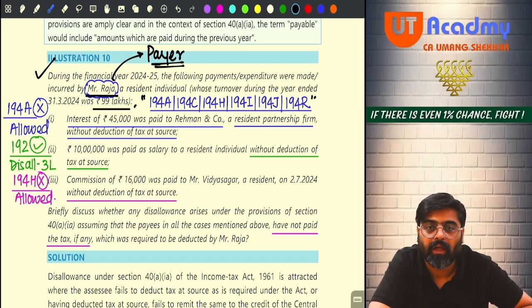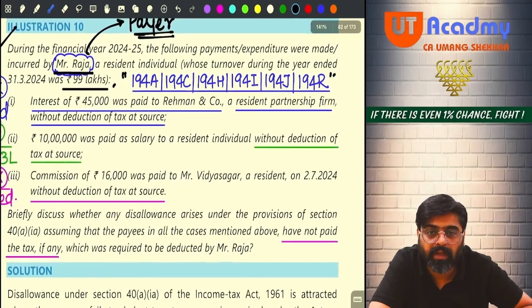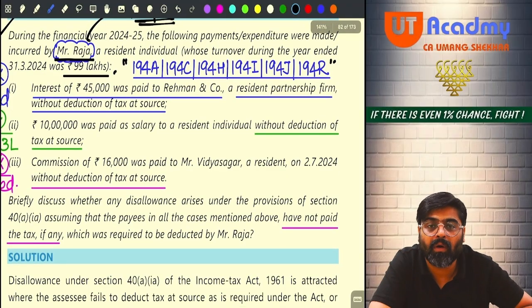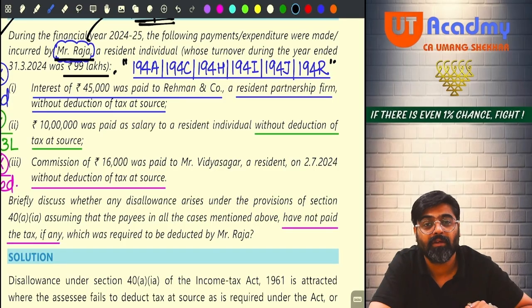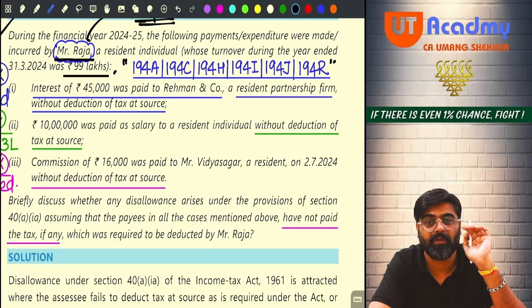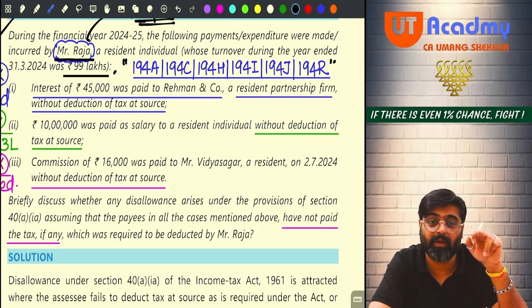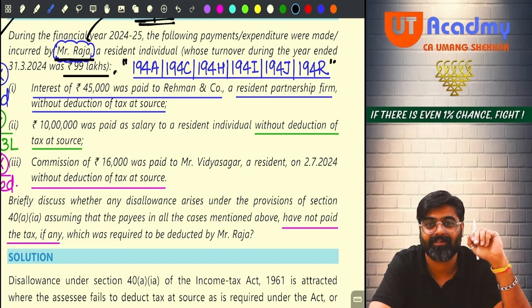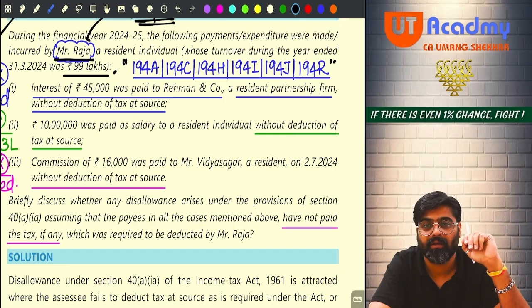Briefly discuss whether any disallowance arises under the provisions, assuming that the payee in all cases mentioned above has not paid the tax. So if the payee has not paid the tax and you forget to deduct the tax, first of all, under 40(a)(ia), that amount will be disallowed, 30%. And second, you will also be treated as assessee in default because the payee has not paid that tax. Getting my point? Sure, sir.